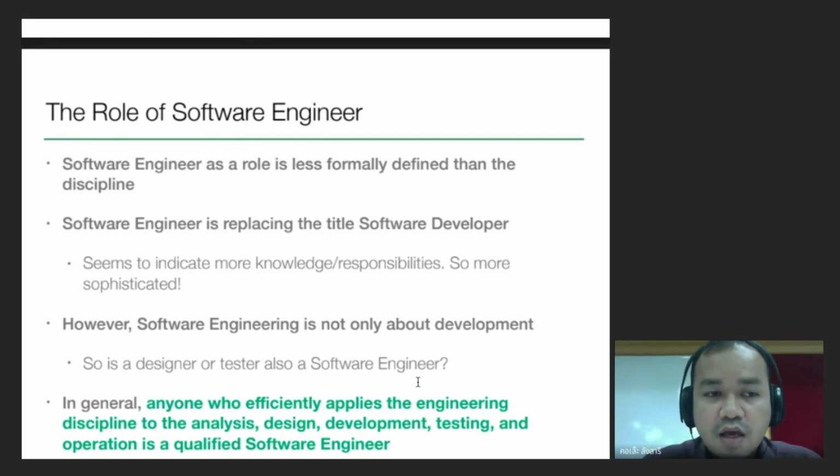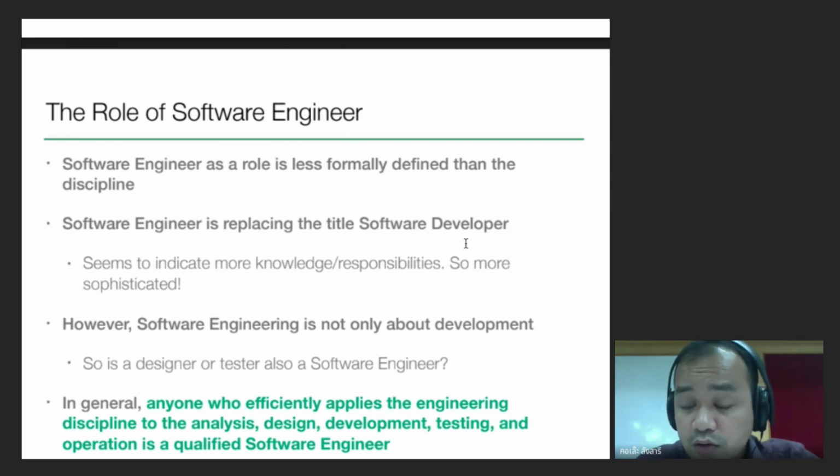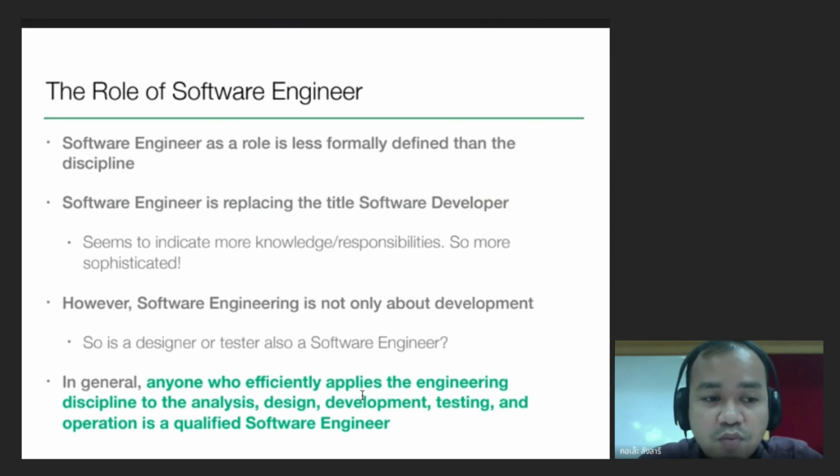Software engineer as a role is less formally defined than the discipline. Software engineer is replacing the title of software developer. It indicates more knowledge and responsibility, so more sophisticated. If you consider yourself a software developer, you just develop the software, but you don't know how to engineer it. You know how to code, how to design, how to get the requirements from users, but not in a systematic way. You should do those things in a systematic way. That's why software engineer is better.